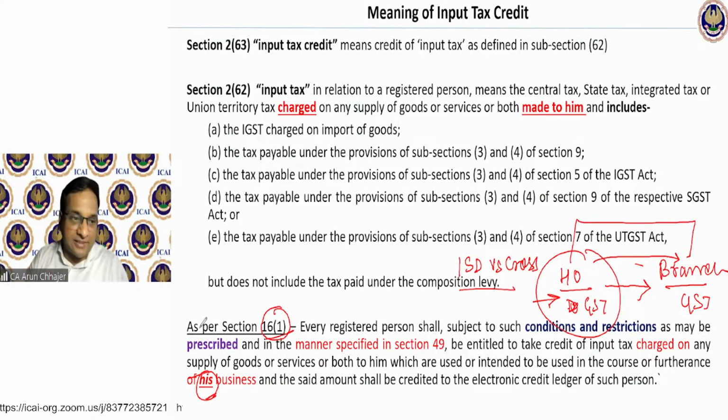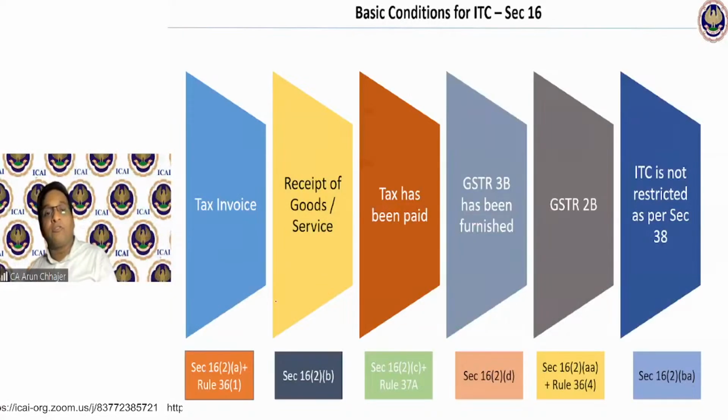Let me move on. Initially there were five, now there are six conditions for taking the input tax credit. What are the six conditions? Let me broadly talk about them in this slide, but we will go into each and every section along with the relevant circulars in detail. First, a tax invoice has to be there.